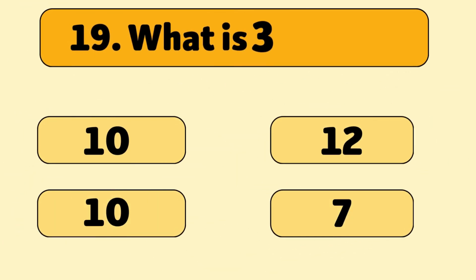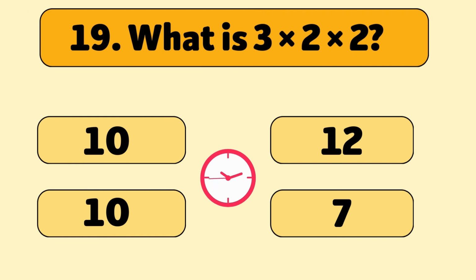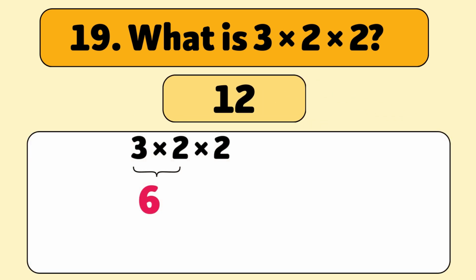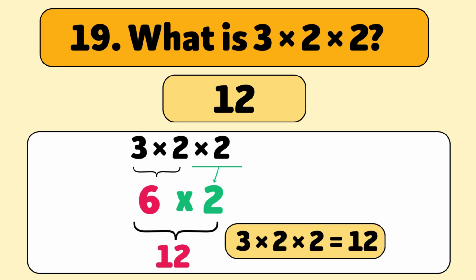What is 3 times 2 times 2? 12. Simply multiply the first two numbers. 3 times 2 equals 6. Then multiply the result by the next number. 6 times 2 equals 12. Therefore, the answer to 3 times 2 times 2 is 12.